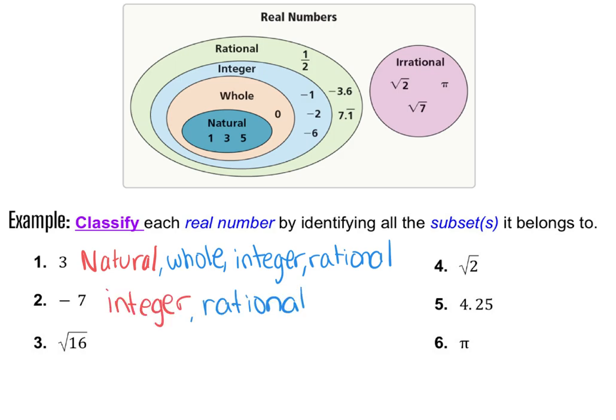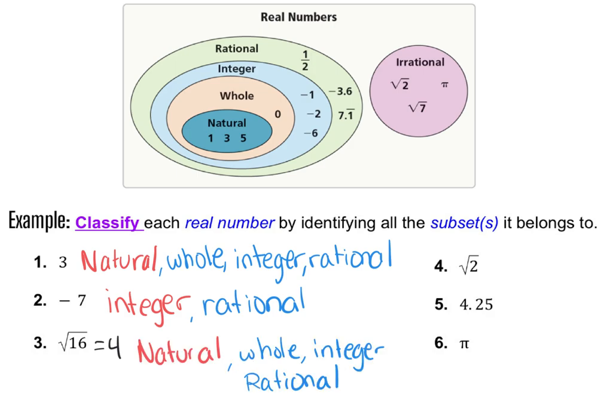For 3, square root of 16, I actually have to simplify this number first in order to decide what category this best fits into. So the square root of 16 is actually equal to the number 4. And now, because this is a counting number, I can use this when I'm counting objects, then I can call it a natural number. And because it's a natural number, then automatically it's a whole number, it's an integer, and it's a rational number.